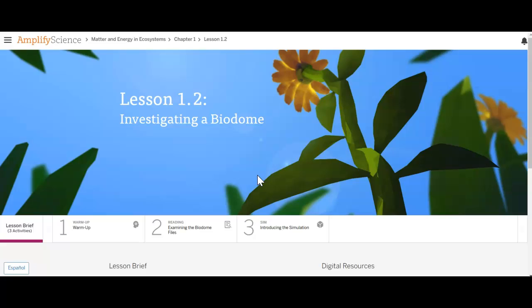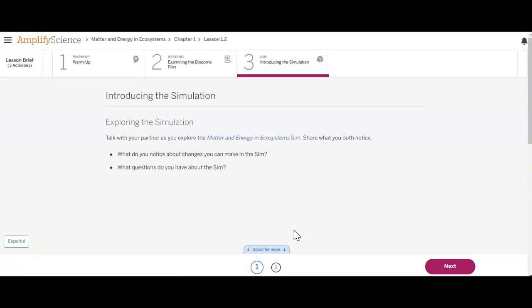When you click on Lesson 1.2, we have already done these first two tabs. This is the work that we did on Monday. This is the work that we did on Wednesday. And we are over here for today's lesson, which is the sim. So you're going to go ahead and click on the third tab.